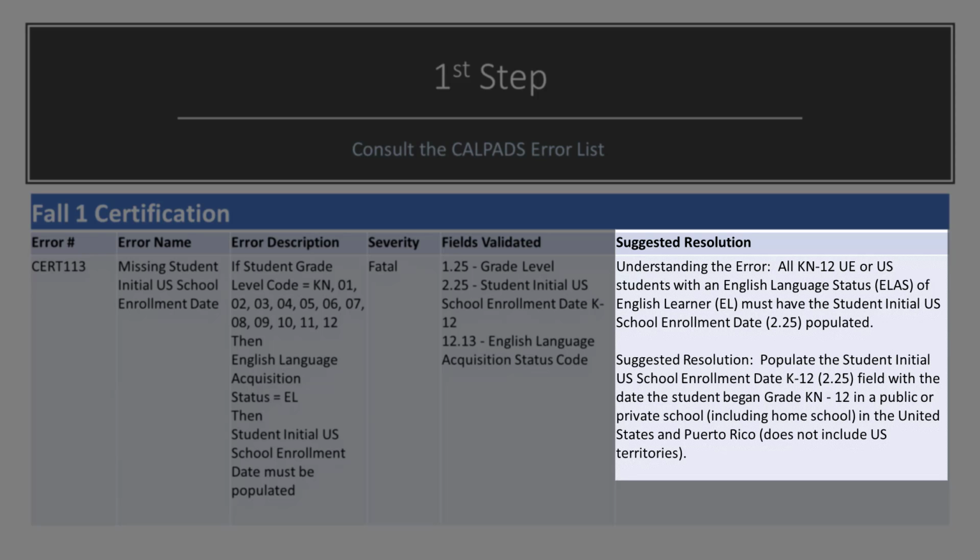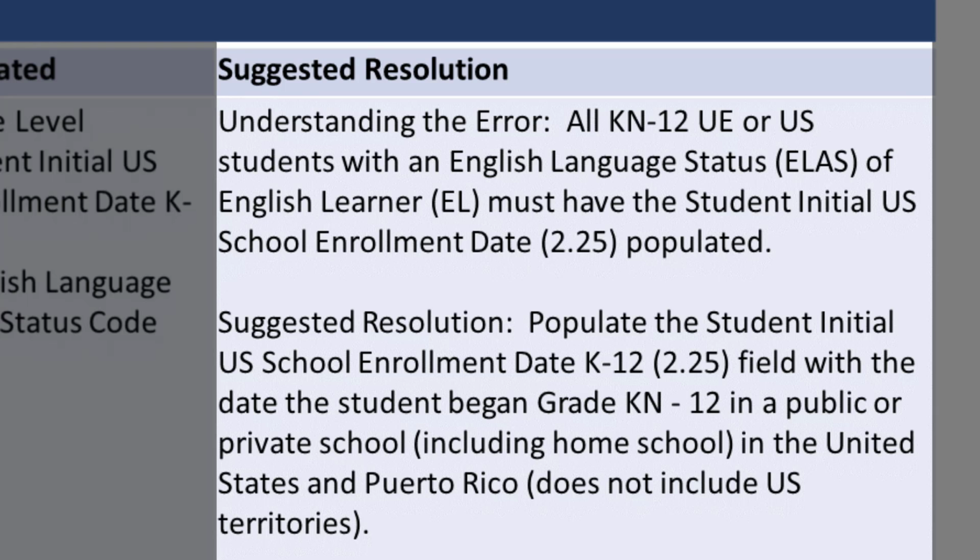with a suggested resolution. So it says all KN, which is kindergarten, through 12th grade students with the English language acquisition status of ELAS, English learner, must have the student initial U.S. school enrollment date populated. Pretty much what the error description was saying, just this is in English. And then populate the student initial U.S. school enrollment field with the date the student began grades KN through 12 in a public or private school, including homeschool in the United States or Puerto Rico.